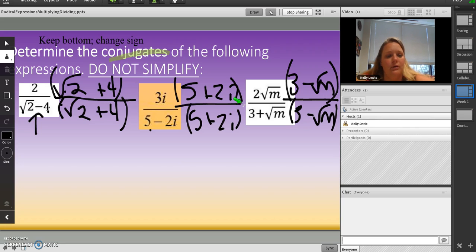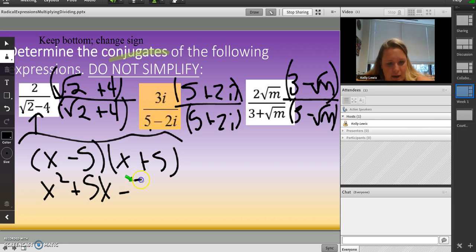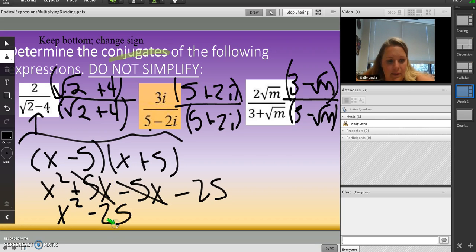All right, remember, x minus 5 times x plus 5. Just remember this for a minute. And we get x squared plus 5x minus 5x minus 25. These guys cancel and you get x squared minus 25. And the middles go away. And this is the same thing except one's plus and one's minus. These are considered conjugates because the middles end up going away and you just have the last two terms.